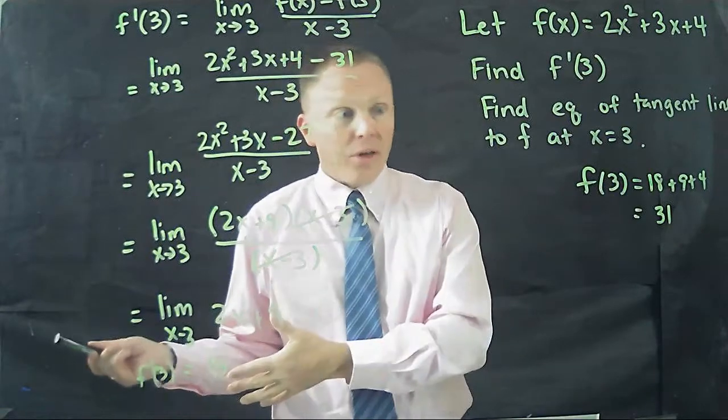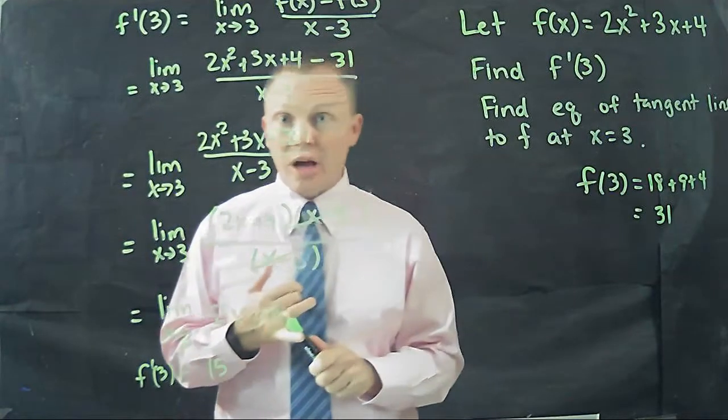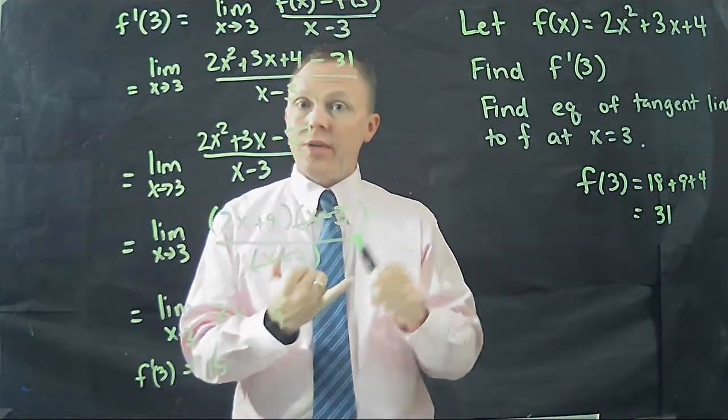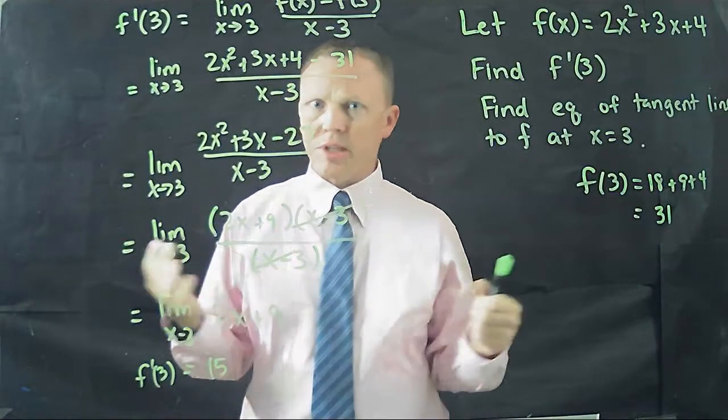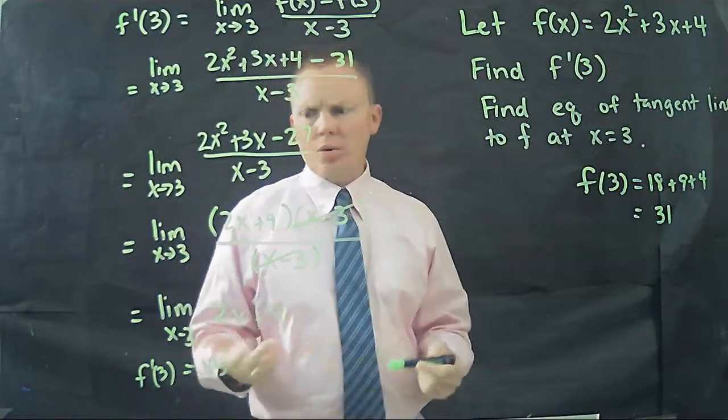So now that we know that slope, we can find the equation of that tangent line, because in order to find the equation of a line, any line, you need a point and a slope. And if you remember, what did we say a couple weeks ago? Calculus is all about point slope. So here's our slope.